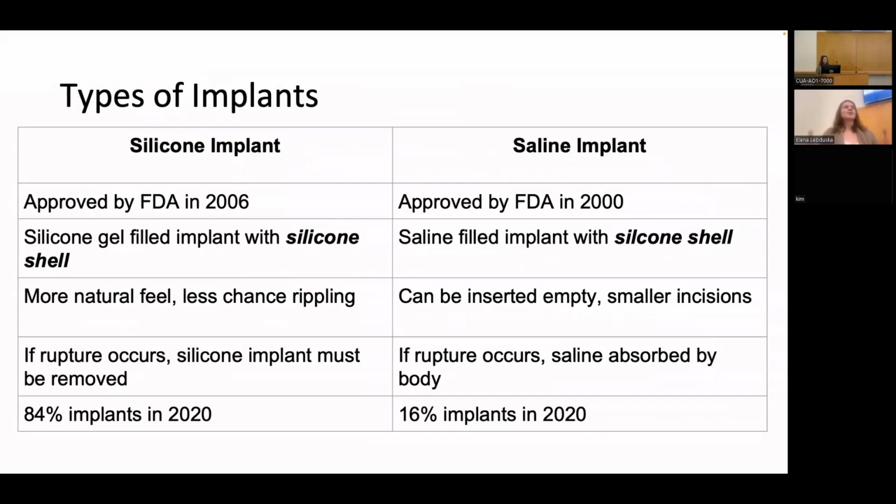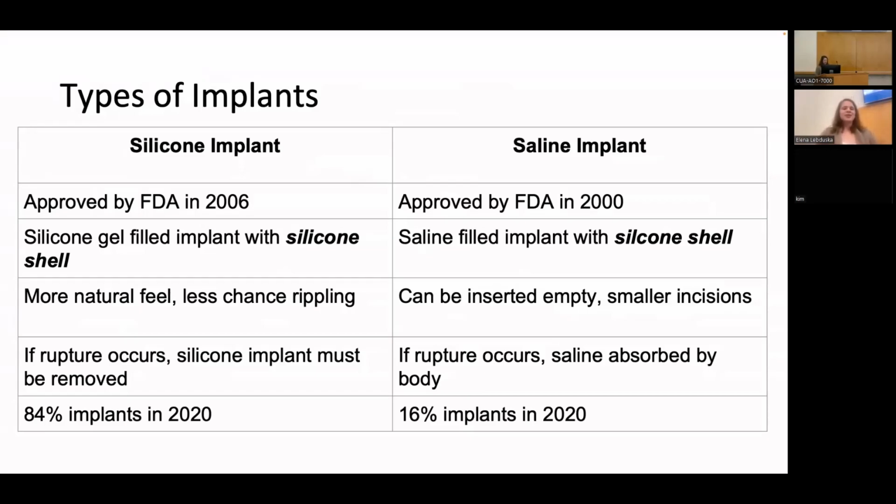They both have a silicone capsule. So you don't get away from silicone, it's just what they're filled with, whether they're filled with silicone or they're filled with saline. Silicone implants have a more natural feel and a less chance of rippling, a cosmetic defect that I'll show you in a future slide. But saline implants are very easy to be inserted. They can be inserted deflated and then sort of filled up over time. So for my sister-in-law, she has a saline implant after her mastectomy because it's very easily expanded.